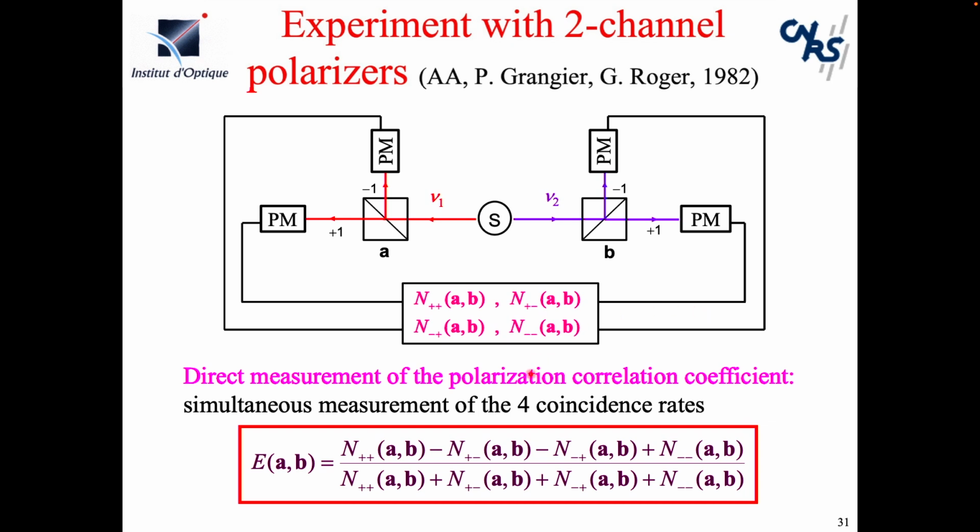You just write this ratio. So in the numerator, you have similar result with a sign plus, cross result with a sign minus, and the denominator is just the sum of the 4. It's self-calibrated. That's the beauty of that experiment.